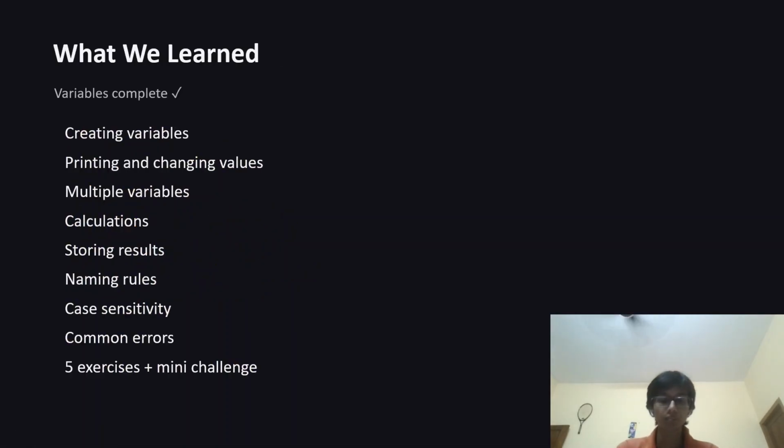So what we learned today in this lecture. First of all, variables are completed. Things we learned are how to create a variable, how to print and change values in a variable. We made multiple variables. We did calculations with variables. We stored results. We understood the naming rules of variables. We understood that variables are case sensitive, and we understood the common errors in variables, the mismatches, etc.